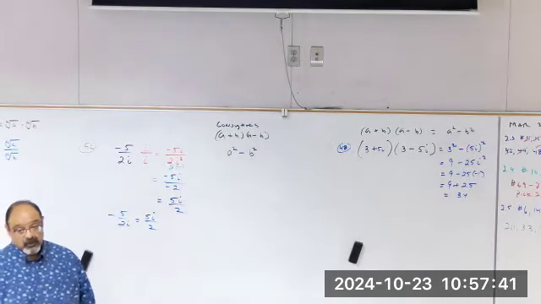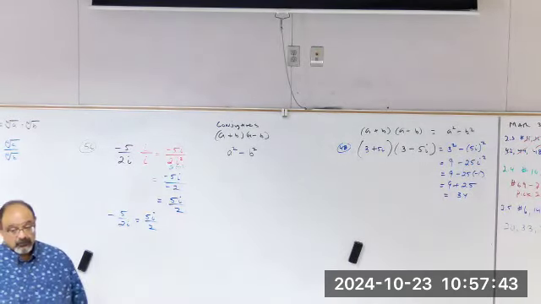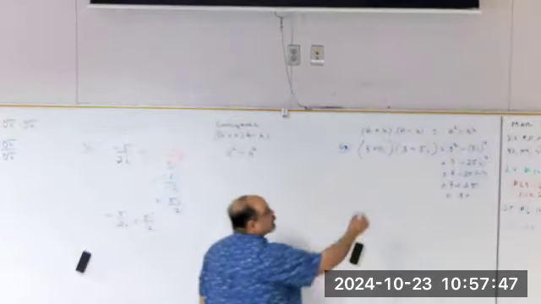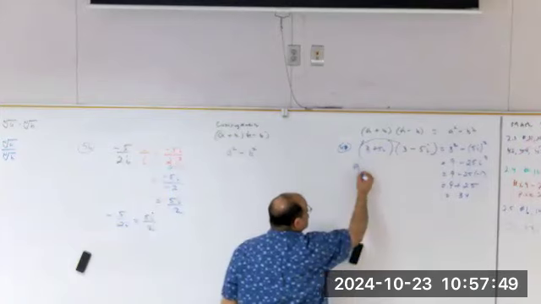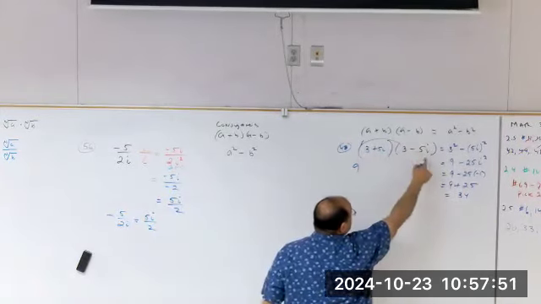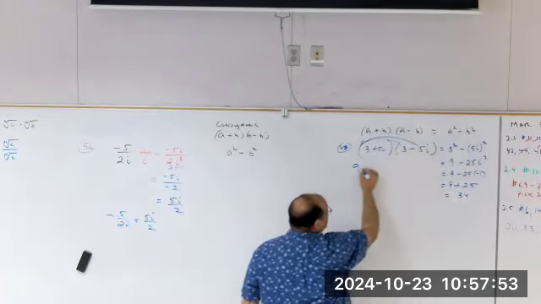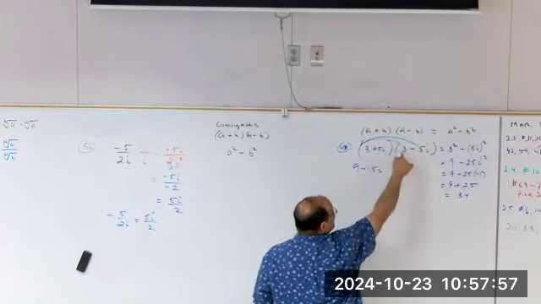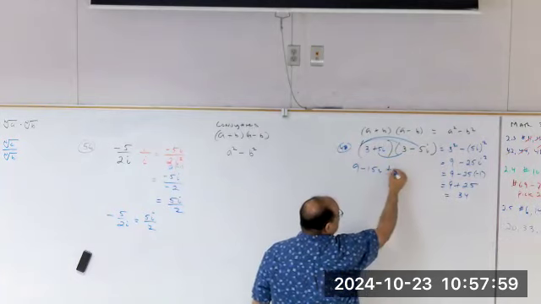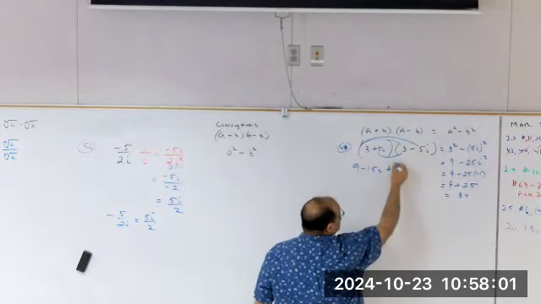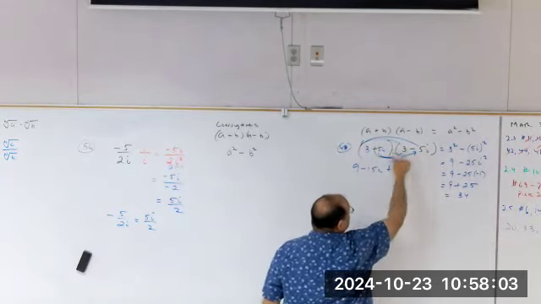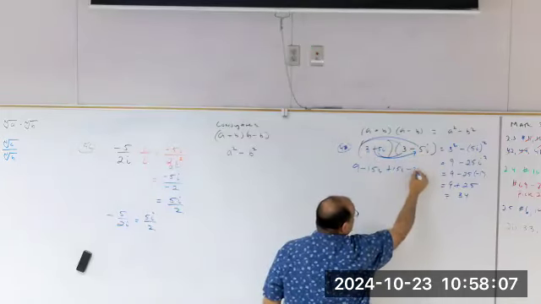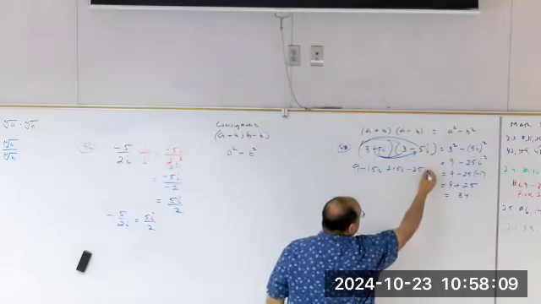If you use the special product, or if you don't, just multiply it out. 3 times 3 is 9. Positive 3 times negative 5i is going to be negative 15i. Positive 5i times 3 is positive 15i. Positive 5i times negative 5i: 5 times 5 is 25, minus 25, times i times i, i squared.